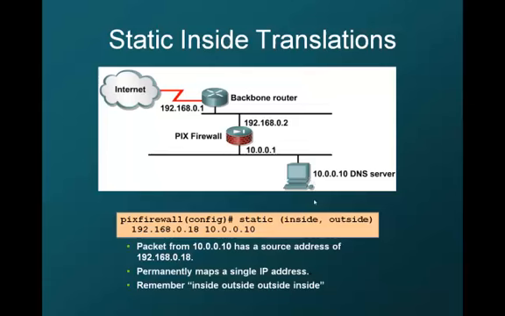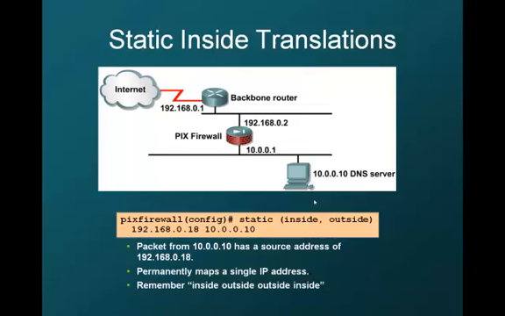Now, to make any of this work, for our inbound connections, we're typically going to need two things. We're going to need an access control list, and we're going to need a NAT statement. And the NAT statement is going to be a static NAT statement. Last time you did a dynamic NAT statement. This time we need to do a static NAT statement.